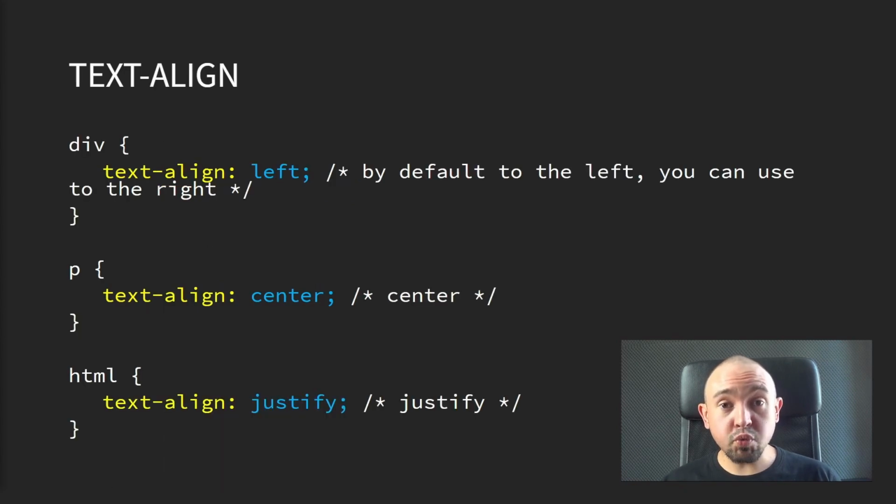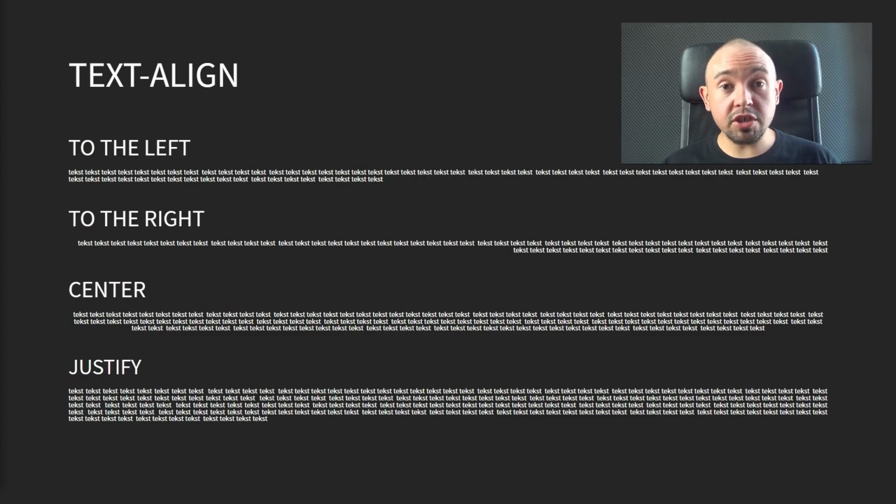The text align property has default value to left. We can change it to right, center, or justify. It determines the arrangement of the text in a certain element. Here you can observe the text alignment with different values for the text align property: left, right, center, and justify.